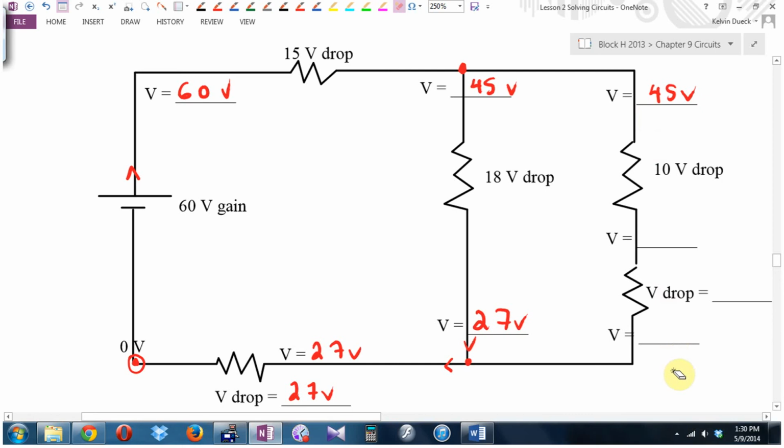They have to. How big is this hill? 10. How big is this hill? It's going to be 8. Let's walk through it: 45, take away 10, 35. How high were we when we met? 27. So this better be 27 volts, which means that's got to be 8 volts.